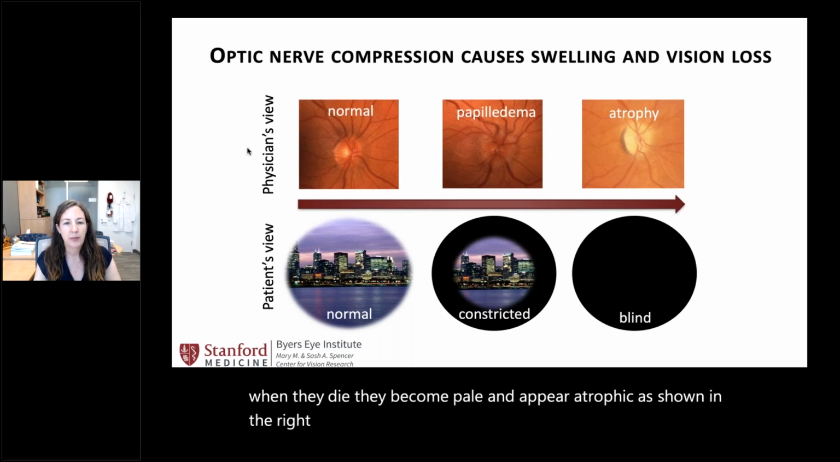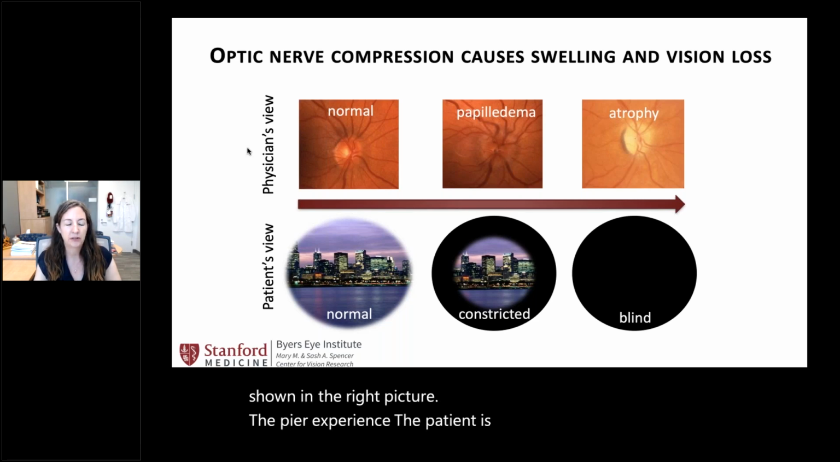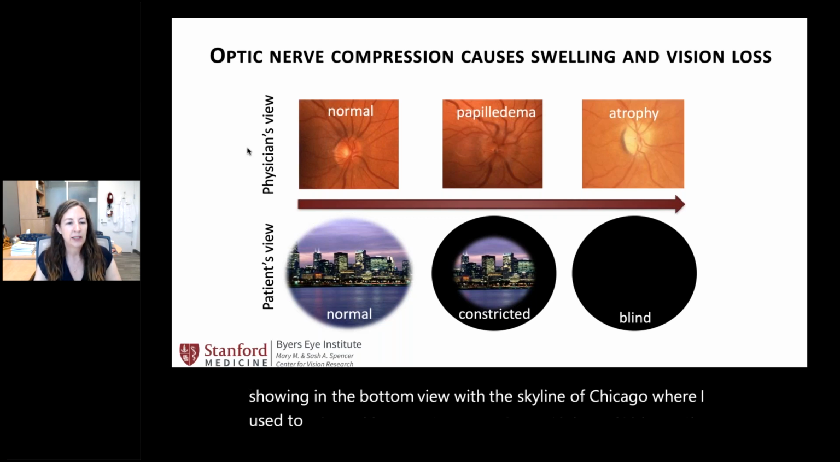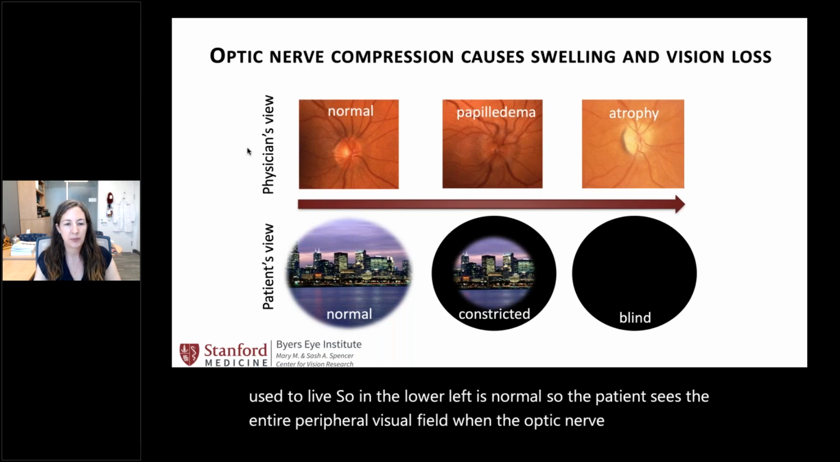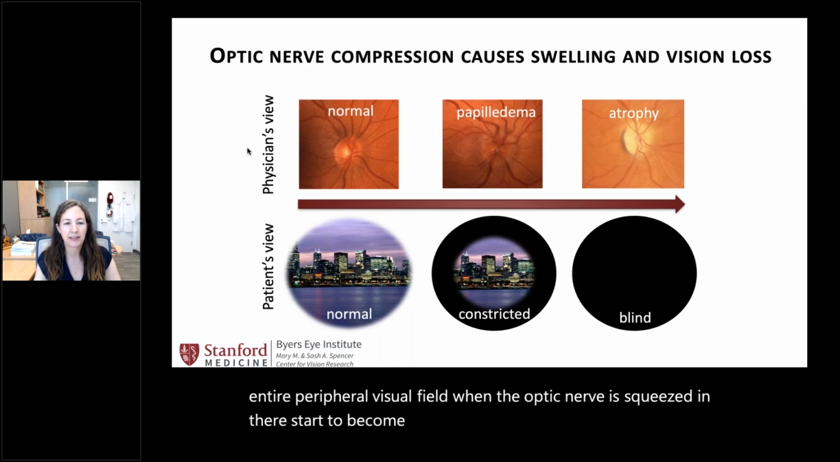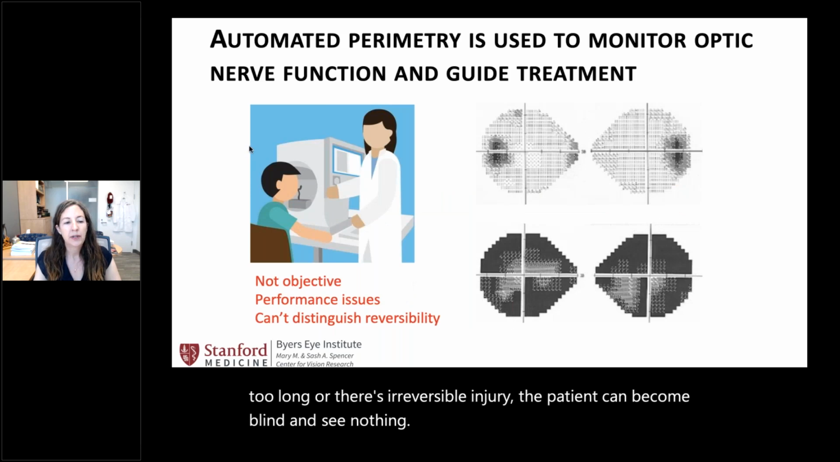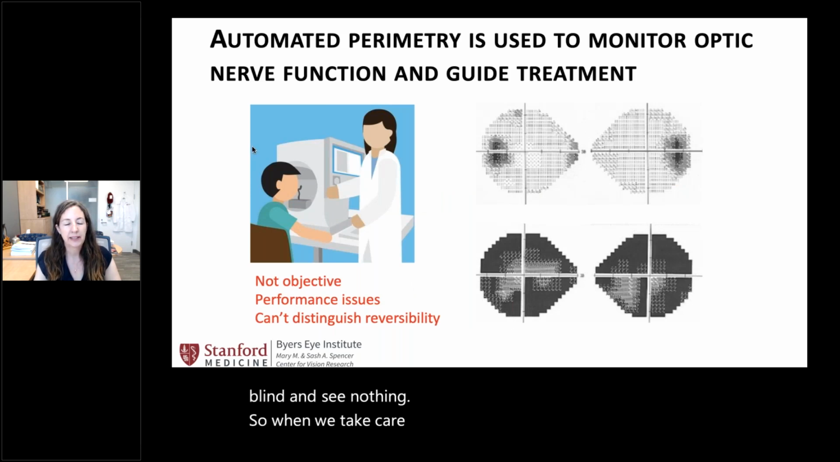The experience the patient is going through in parallel is shown in the bottom view with the skyline of Chicago, where I used to live. In the lower left is normal, so the patient sees the entire peripheral visual field. When the optic nerve is squeezed and there starts to be dysfunction of those retinal ganglion cells, the peripheral vision starts to constrict in. If this goes on for too long or there's irreversible injury, the patient can become blind and see nothing.